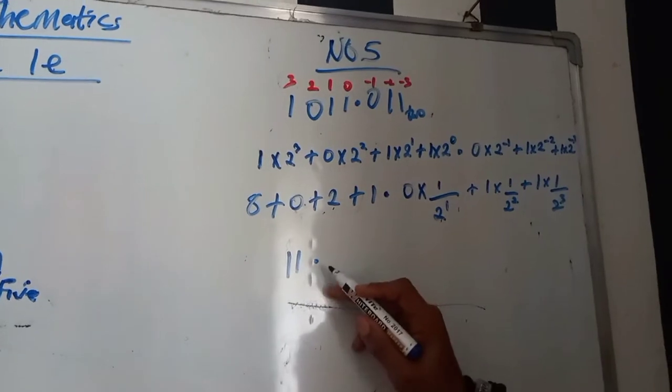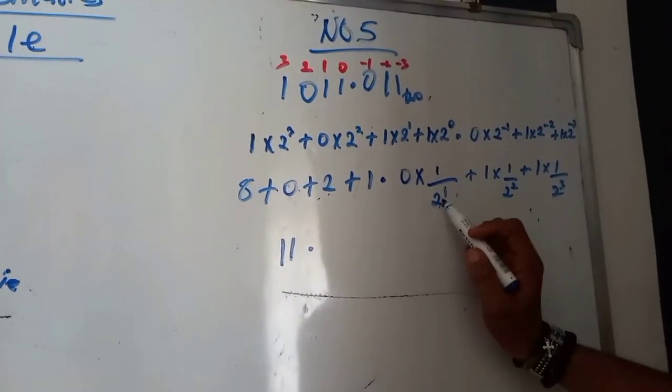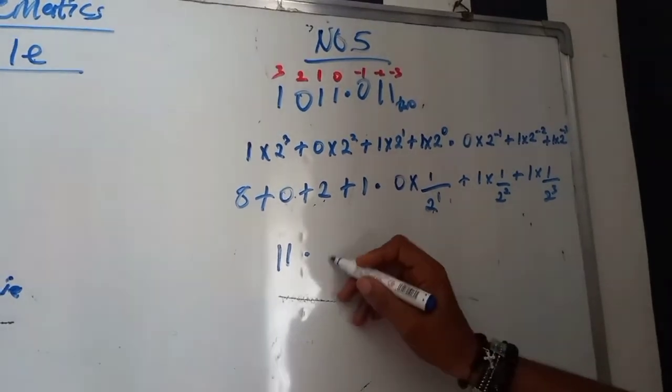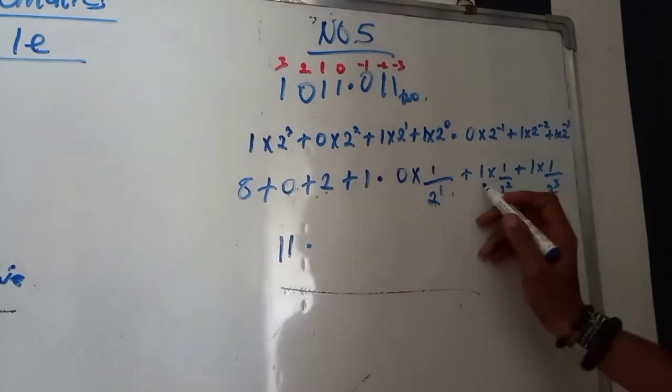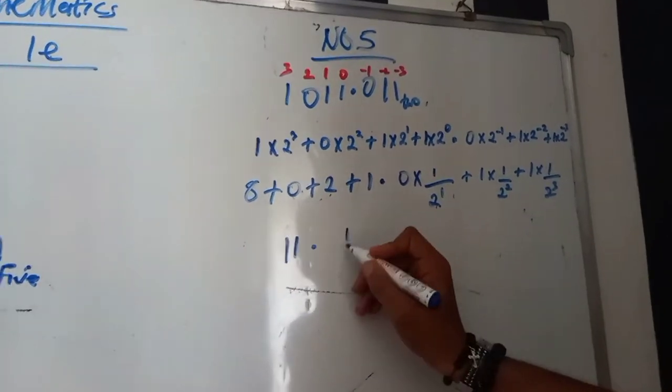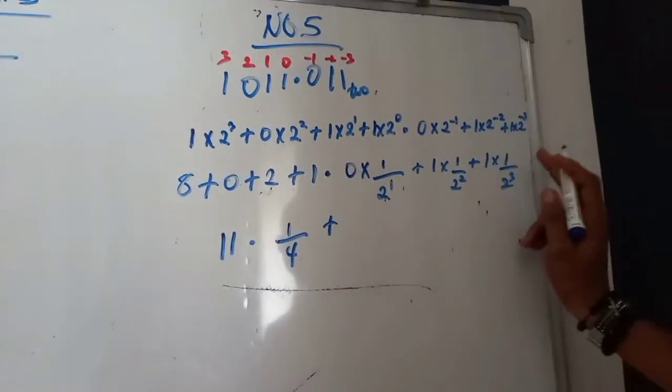Decimal. Just let me put this one for now. So 0 times 1 is 0. 0 divided by 2 is what? Is 0. So here my 0 is nothing. What happened here? 1 times 1 is what? 1 over 4, plus 1 times 1 is what?